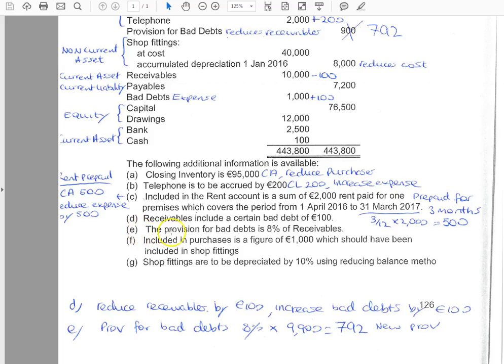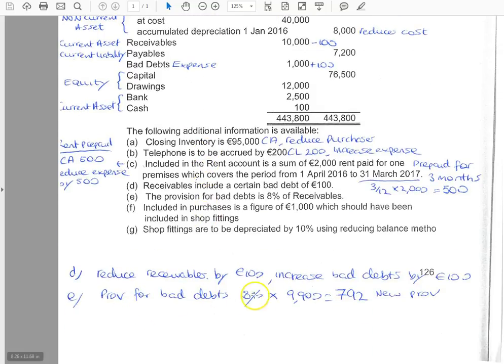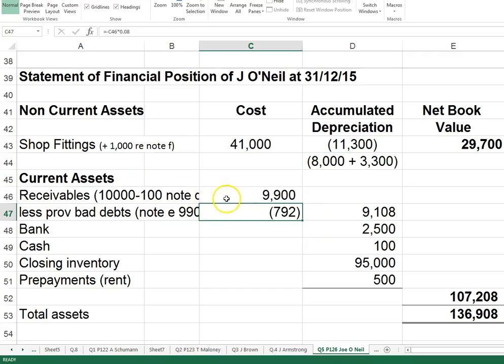The next adjustment is E, the provision for bad debts, 8% of receivables. So our receivables now are 9,900. And we know that the provision for bad debts, which we looked at up here, all that does is reduce receivables. So the new provision is 8% of 9,900, which is 792. So in our current assets, we're going to show receivables less provision for bad debt. So receivables 9,900 less 8% works out to 9,108.